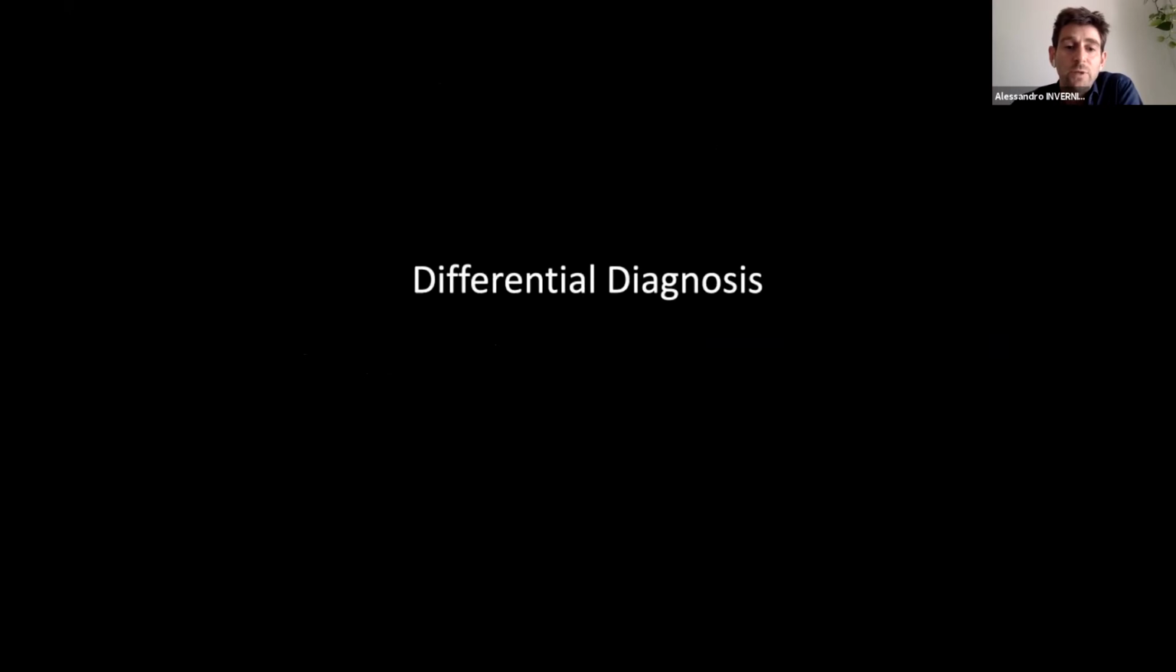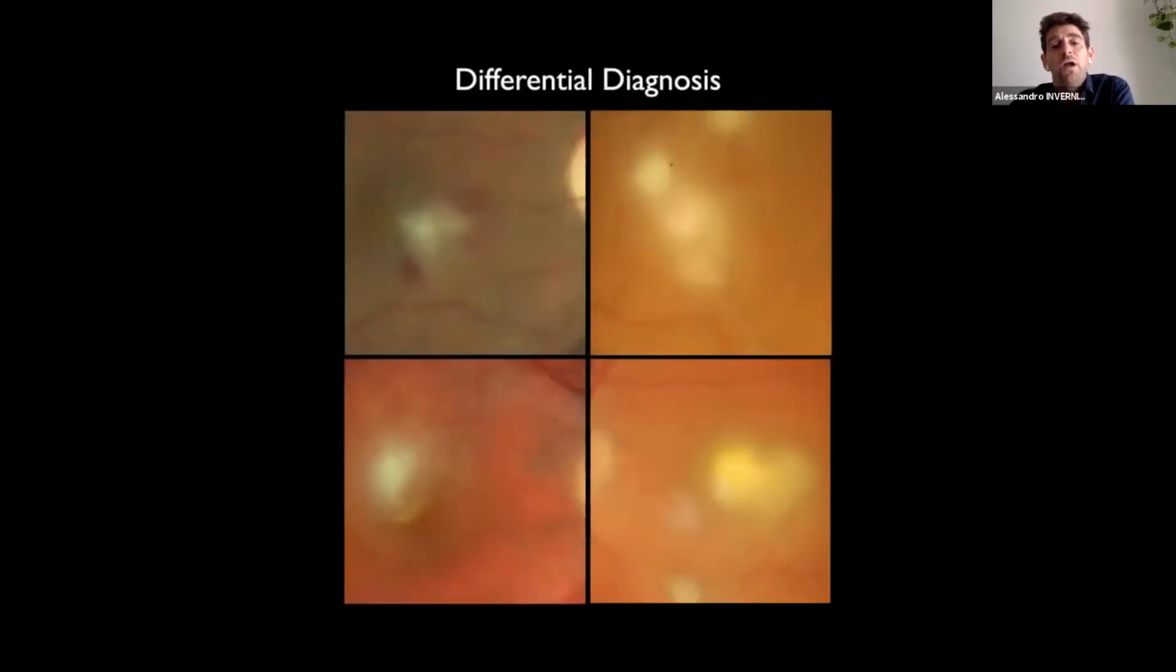So starting off with the differential diagnosis, I think one of the most important things that OCT provides us with is the depth of the lesion. If we look at these 4 images, we see yellowish, creamy lesions at the back of the eye. They look very similar to each other.